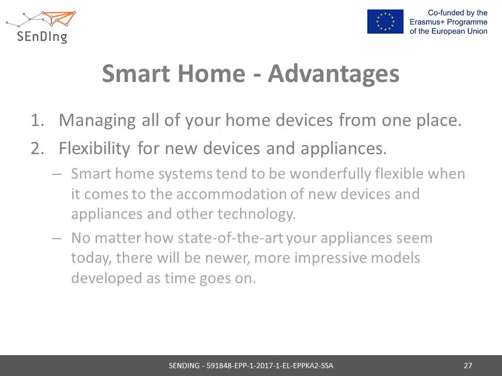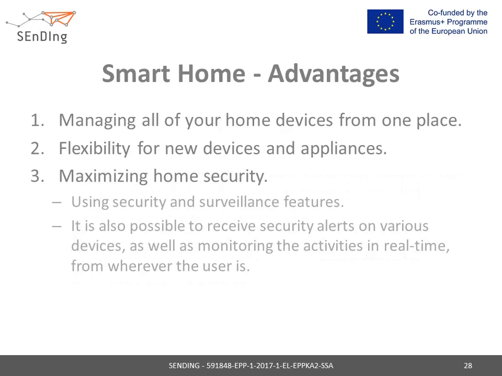Smart home systems tend to be wonderfully flexible when it comes to the accommodation of new devices, appliances, and other technology. No matter how state-of-the-art your appliances seem today, there will be newer, more impressive models developed as time goes on. By using security and surveillance features in the smart home network, it maximizes home security. It is also possible to receive security alerts on various devices, as well as monitor the activities in real time, from wherever the user is.